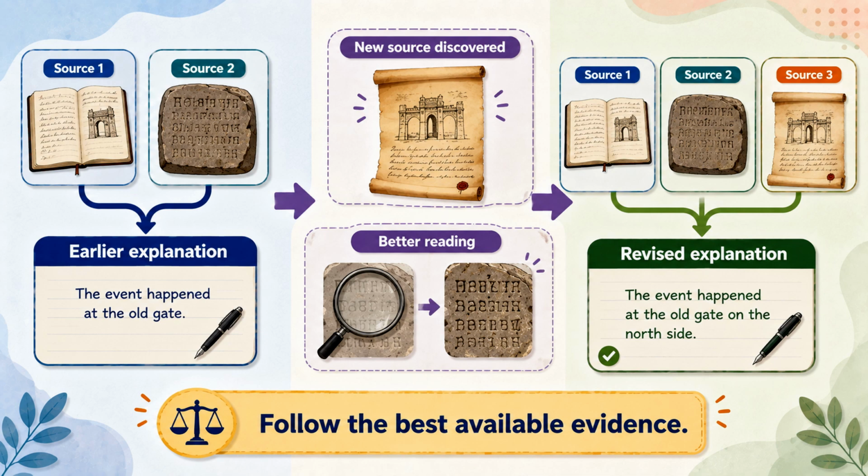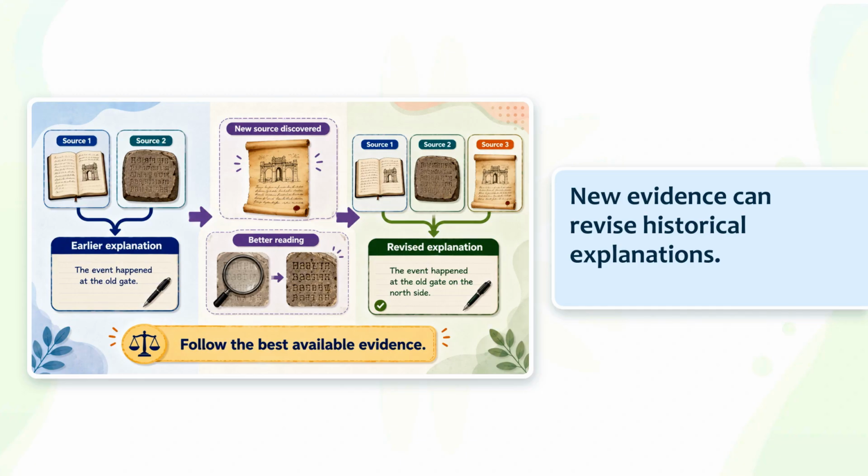Look at the evidence set on the left and compare it with the larger, clearer set on the right. The earlier explanation was based on information available at that time. Then a new source appears, and one faint part of an existing source is read more clearly. Because the evidence has changed, the explanation is revised to fit the best available evidence. The right side changes because the evidence base changed. New evidence can revise historical explanations.